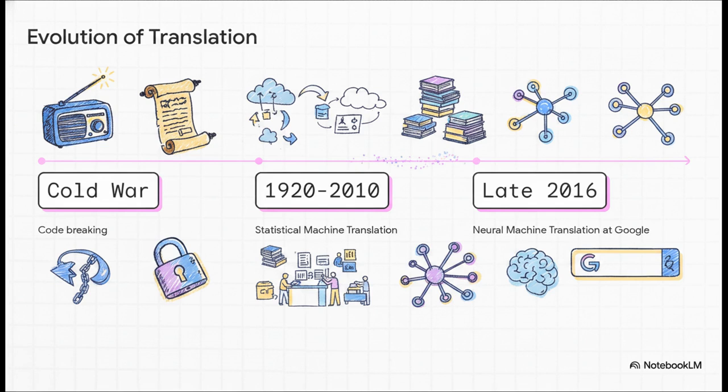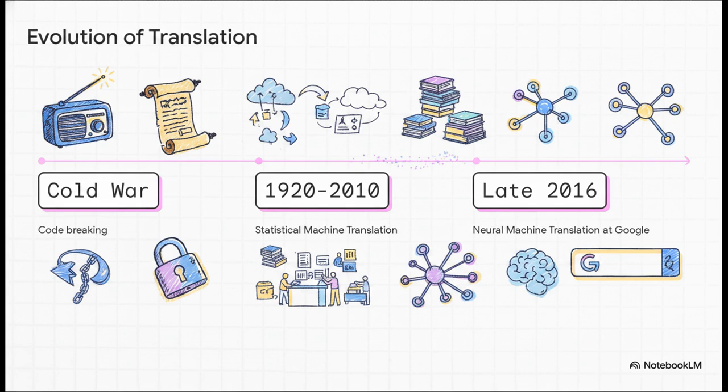Then, for a super long time, we're talking from the 1920s all the way to 2010, the field leaned heavily on something called statistical machine translation. Basically, they built probabilistic models using massive, massive chunks of parallel data. They were relying on huge volumes of text that human translators had already converted.